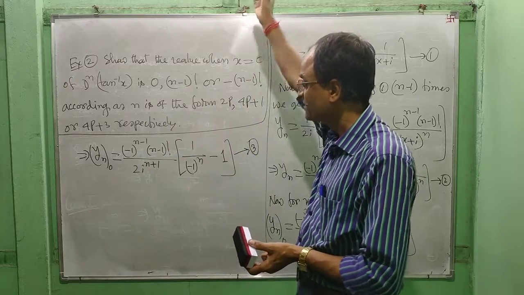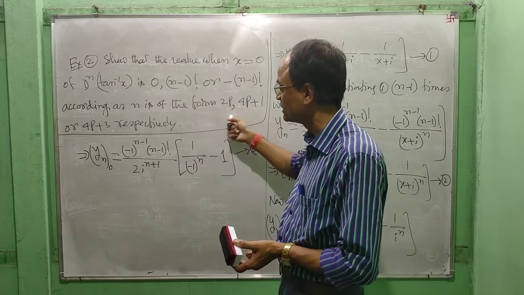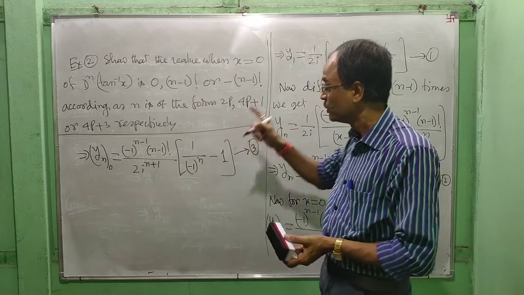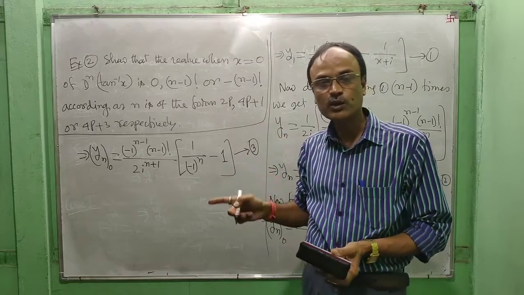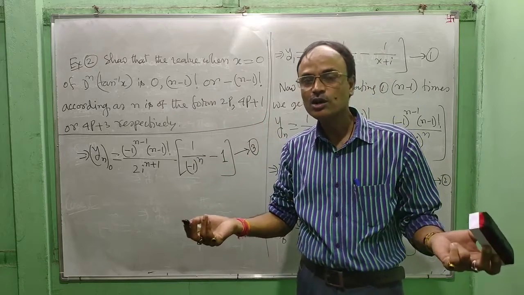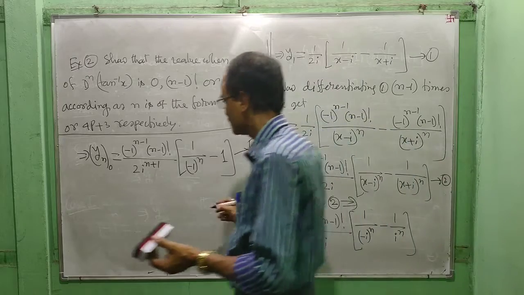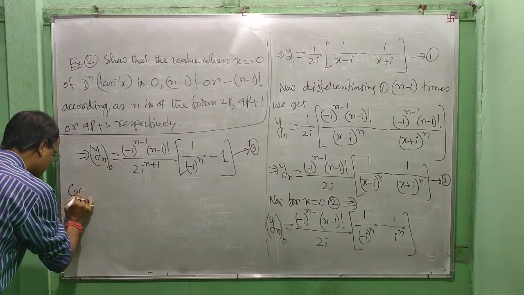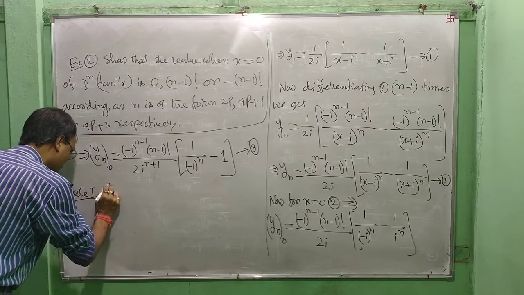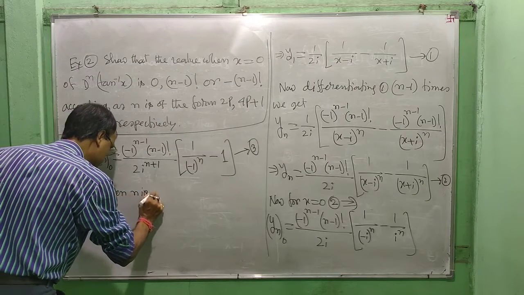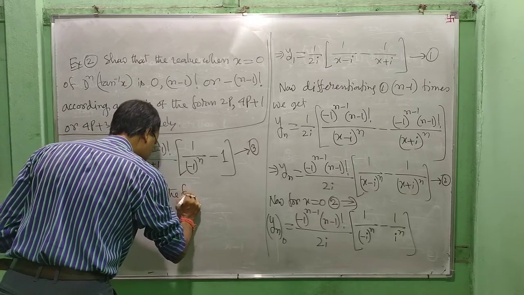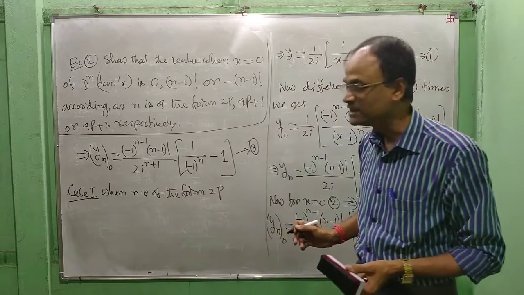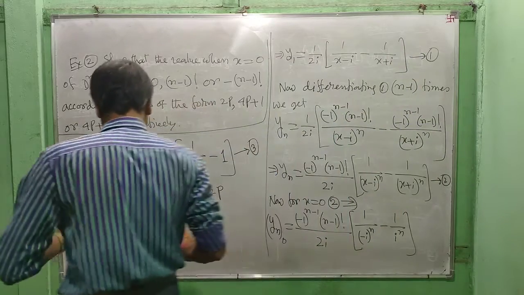Now we shall discuss the 3 conditions: when n is of the form 2p, when n is of the form 4p+1, and when n is of the form 4p+3. Suppose we discuss case 1, when n is of the form 2p.